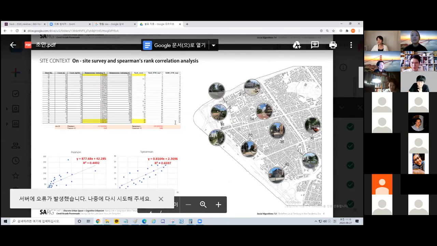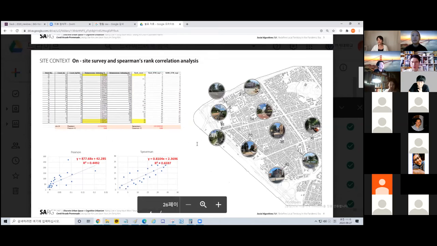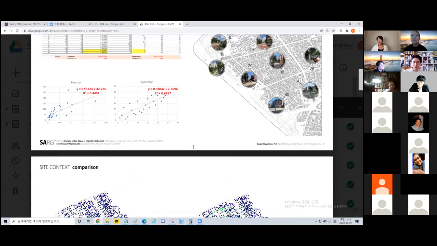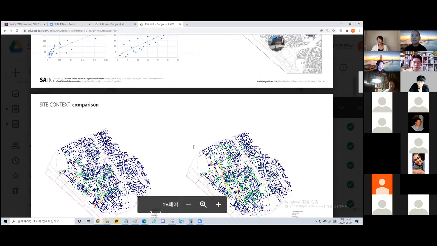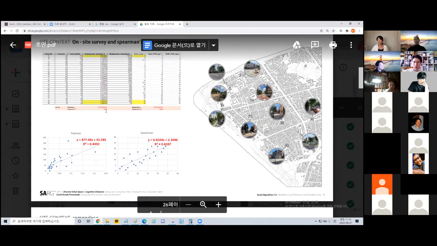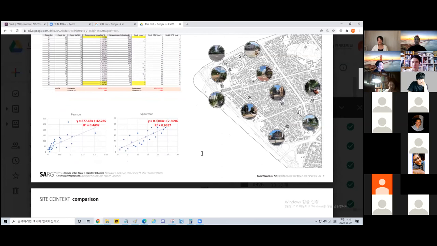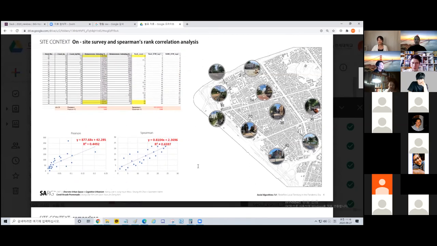Maybe this part is the on-site survey, and what I want to use the site survey data for is to test our tool, how accurate this tool is. Through the on-site data, we can show that. Right, okay. So after this, we can believe our tool's result.